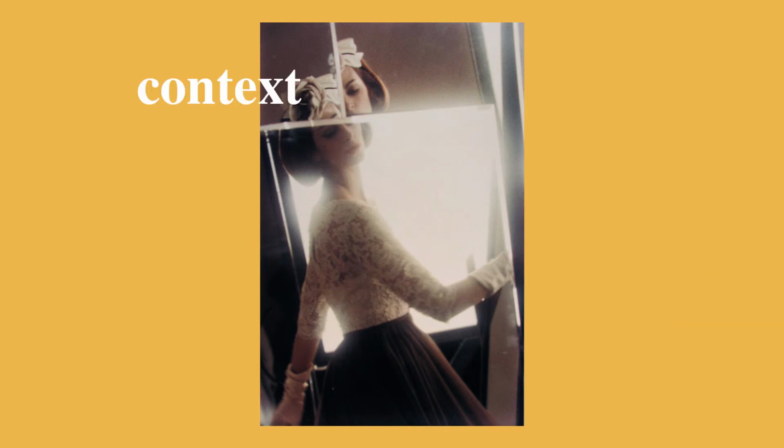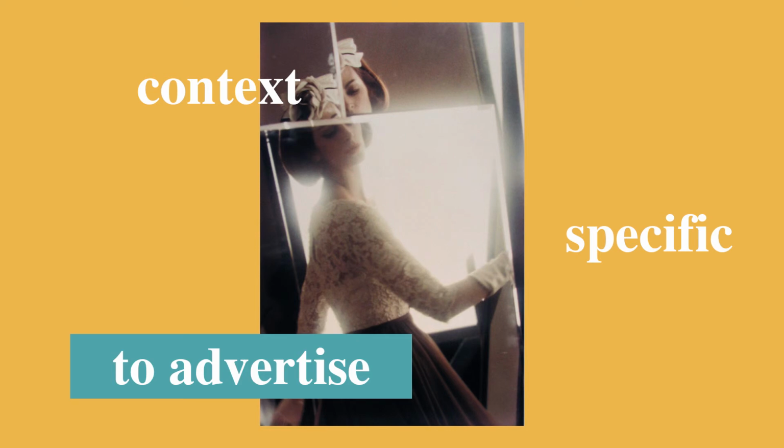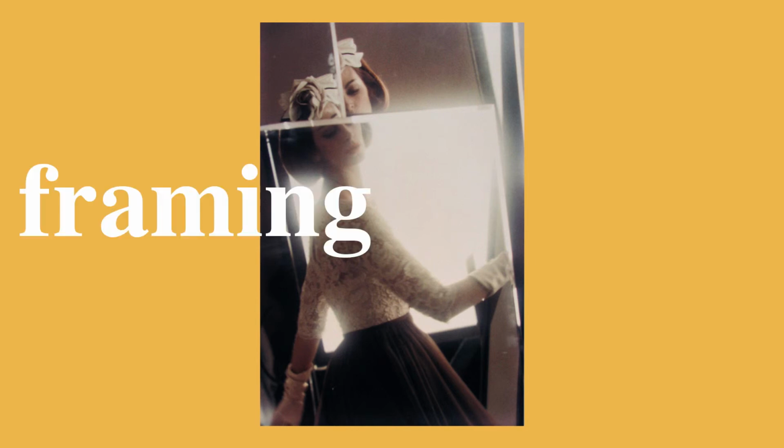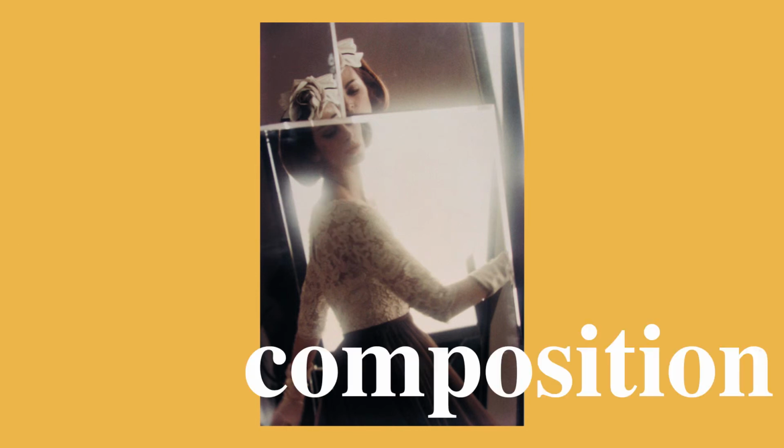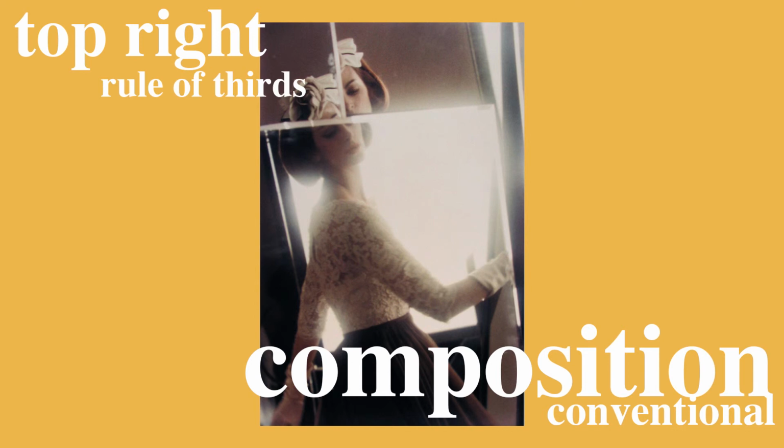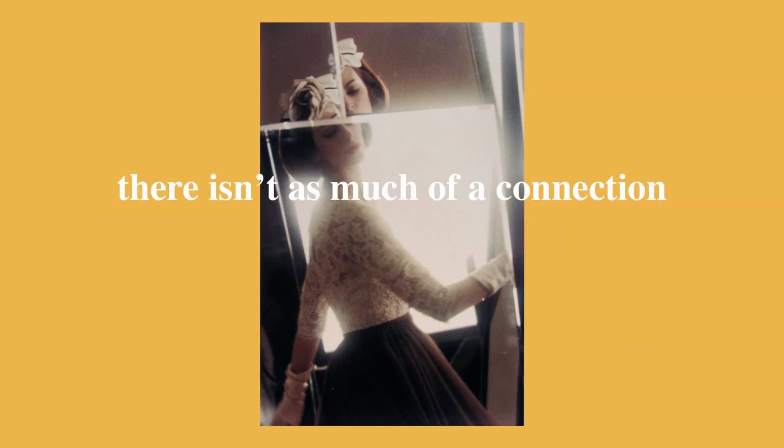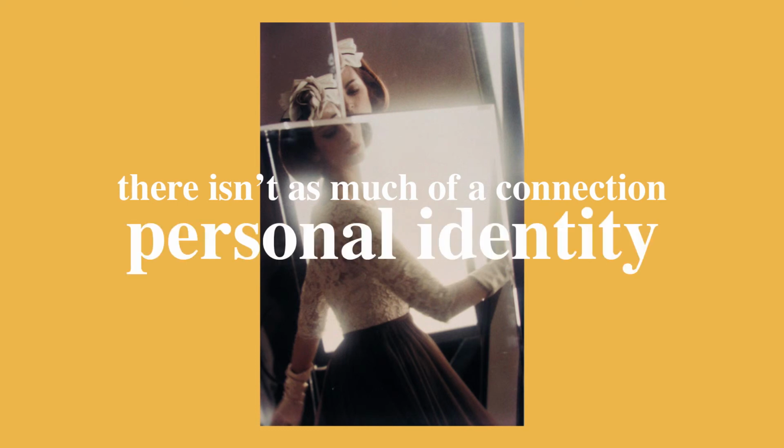The context does affect his style as his job has specific requirements, which in this case is to advertise and show what the products are, meaning he can't be as experimental with blurring and very dramatic distortions we'd see in his personal images. The framing seems a lot less natural than his street photography, and the composition is also quite conventional as her head is in the top right of the rule of thirds, evoking a sense of beauty. Despite being a beautiful image, there isn't as much of a connection in regards to personal identity in this photo as it would in his street photography.